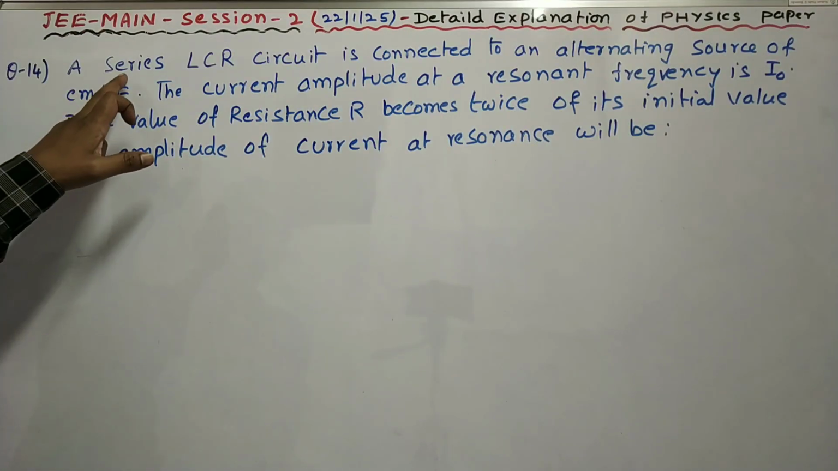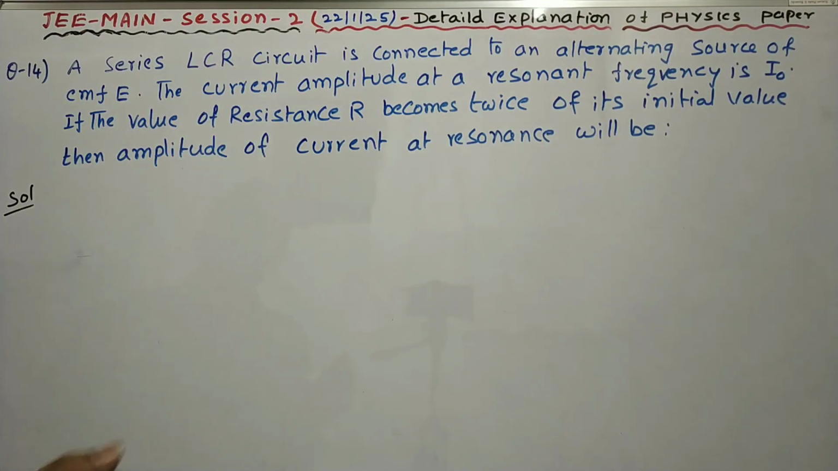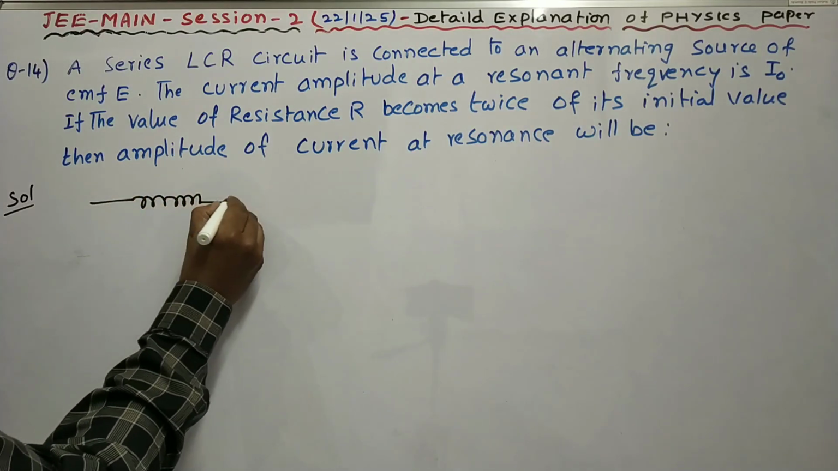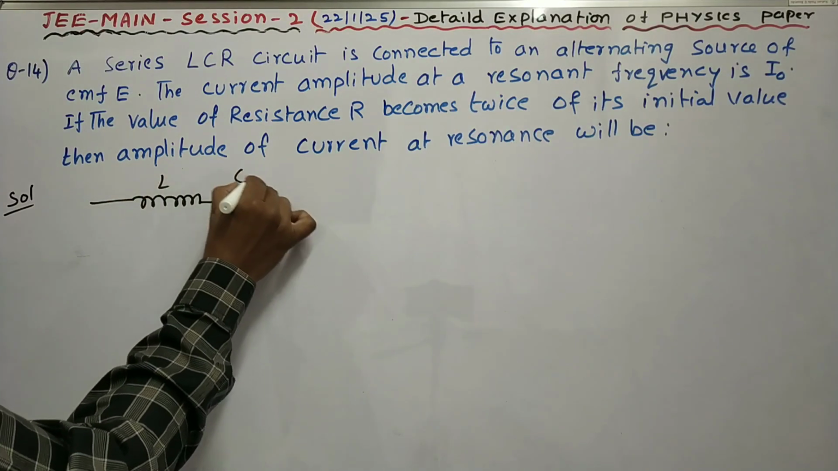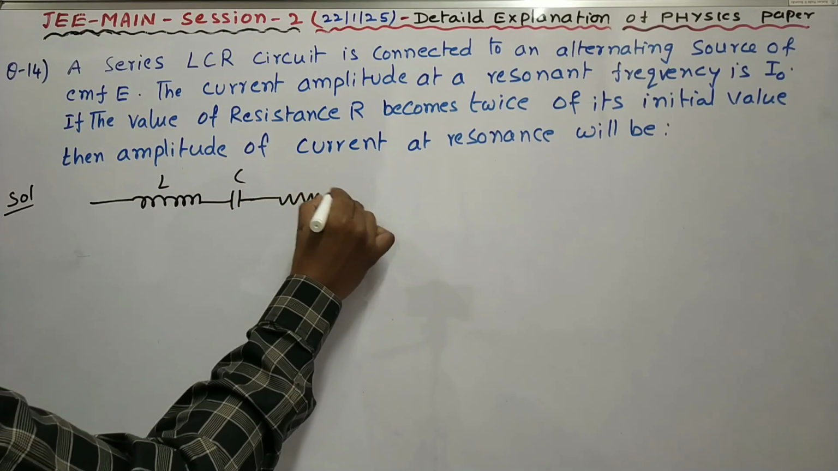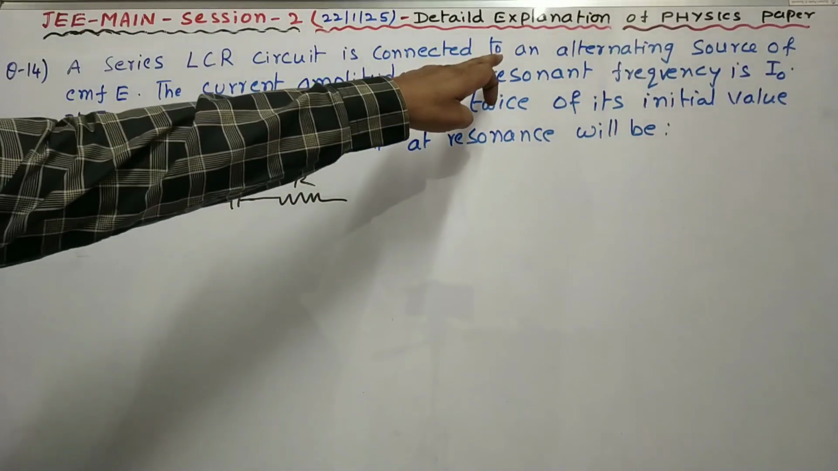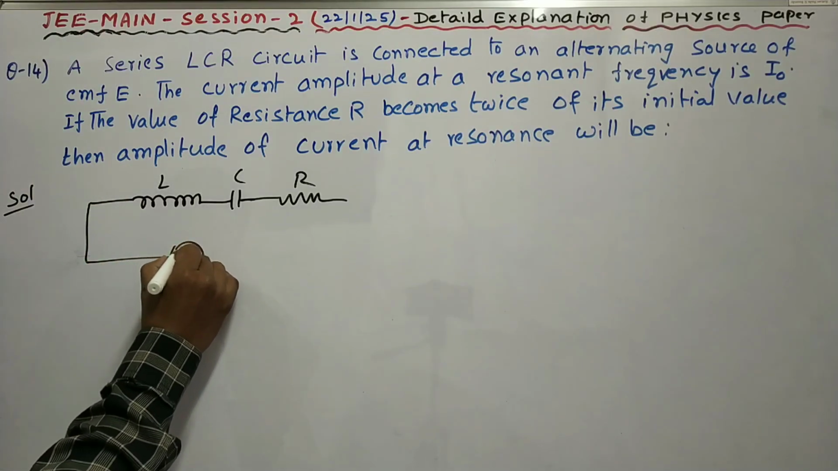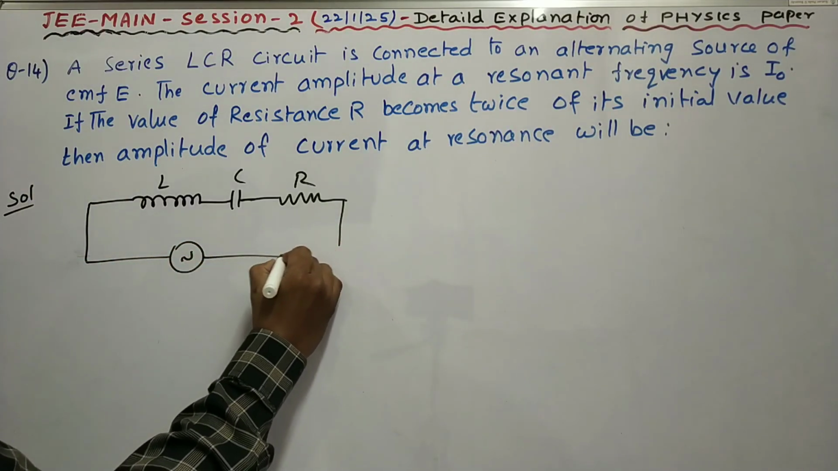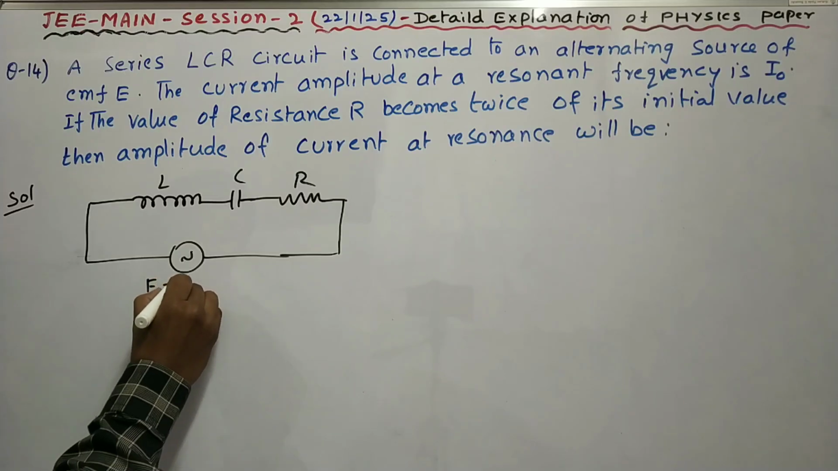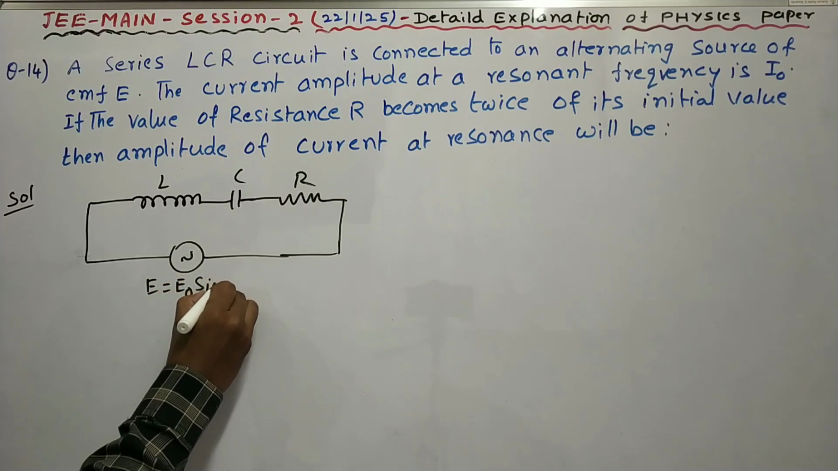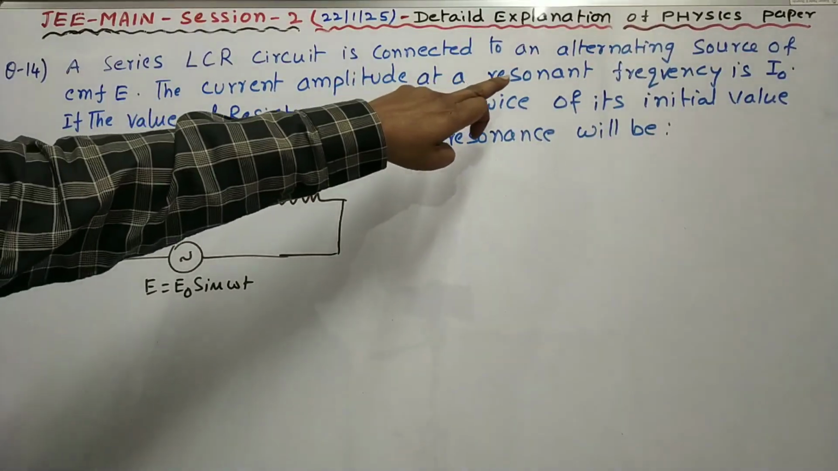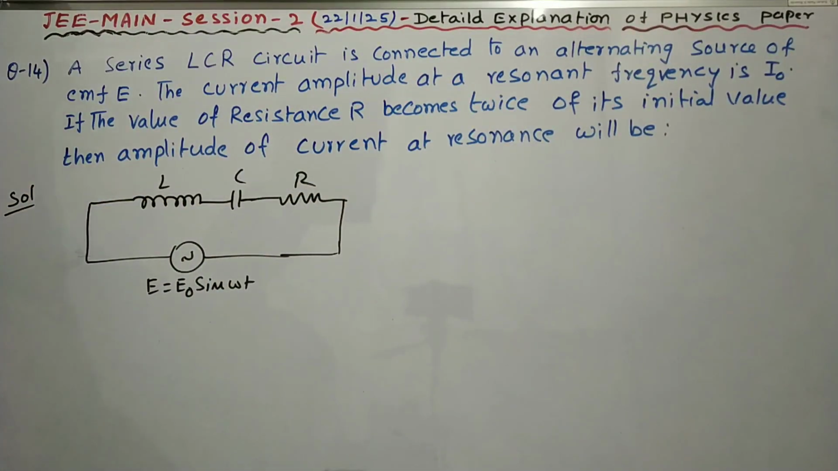The 14th question. A series LCR circuit: an inductor L, a capacitor, and a resistor. A series LCR circuit is connected to an alternating source of EMF. Its EMF E is equal to E naught sin omega t. The current amplitude at the resonance frequency is I naught.